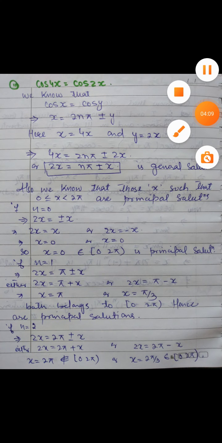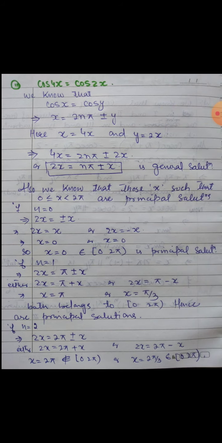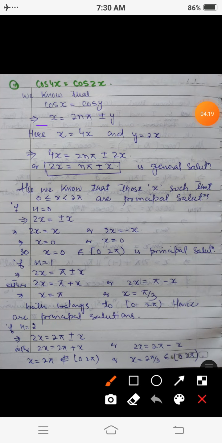Now the next equation is cos 4x equals cos 2x. We know that cos x equals cos y implies x equals 2n pi plus minus y. But here x is 4x and y is 2x. So in place of x we have to put 4x, and in place of y we have to put 2x.